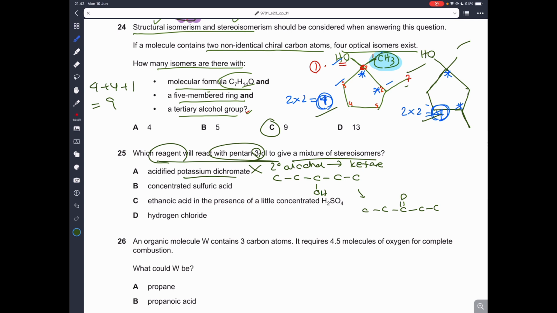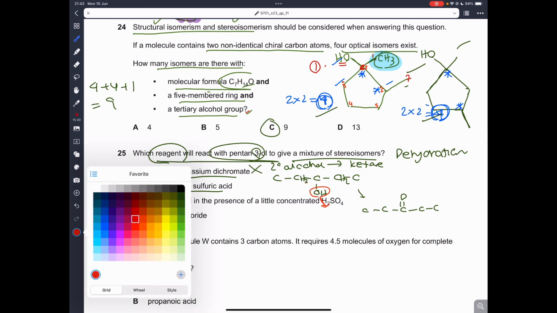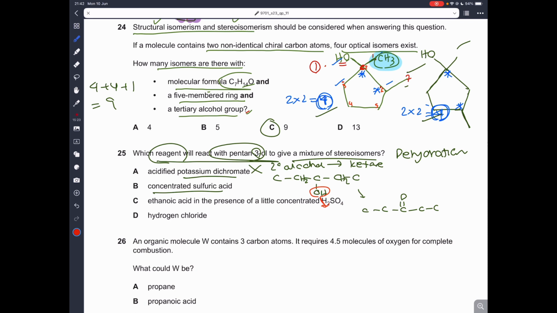Second option, we are going to react it with concentrated sulfuric acid. Reacting with concentrated sulfuric acid is a dehydration reaction, which means we are removing water molecules from here. So how are we going to remove the molecules? We're removing one OH group, the alcohol group. There's CH2 over here and CH2 over here. Always remember, we are removing one hydrogen atom from the adjacent carbon. So you can remove it from here, or you can remove it from here.